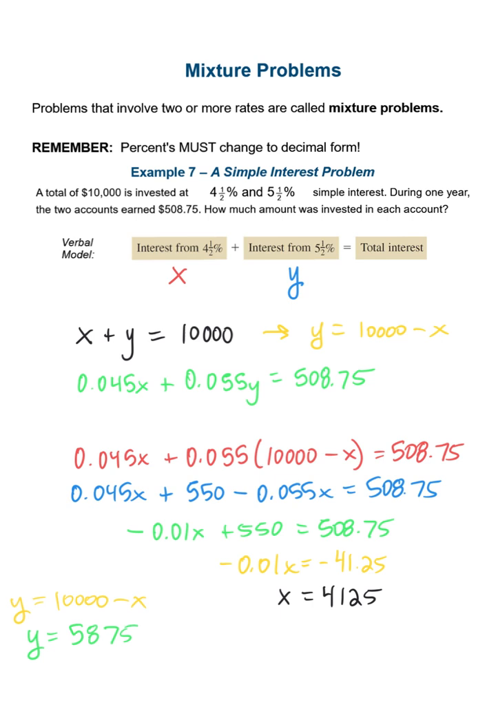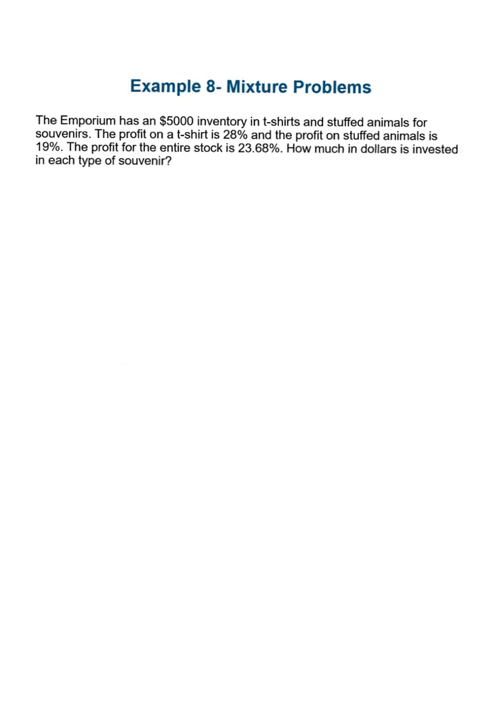The 4.5% is at 4,125. 5.5% is at 5,875. All right, next problem.